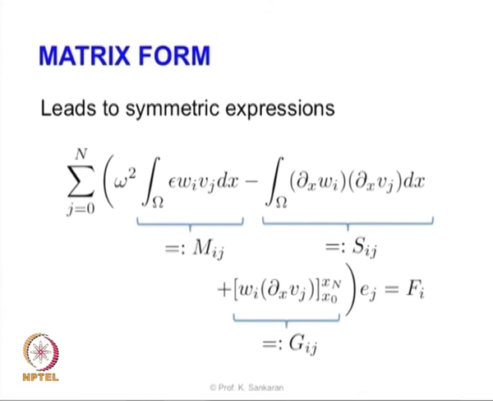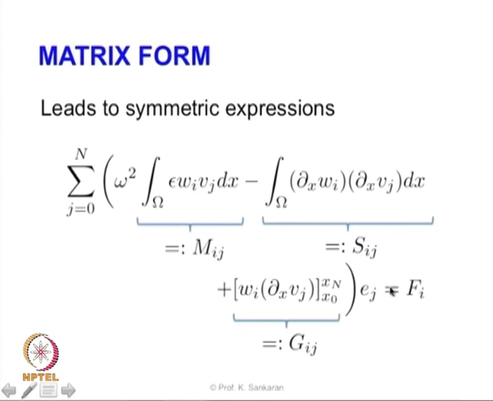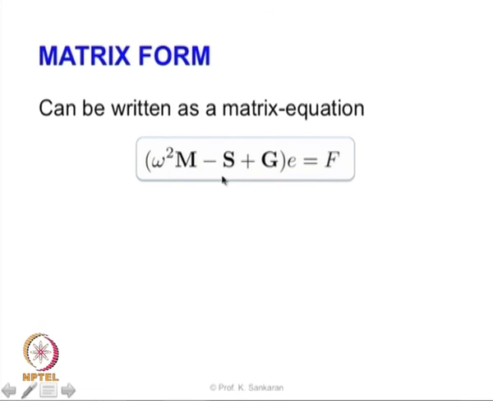The entire expression can be written in a much more compact form. If we see the equation, this expression can be written in matrix form because we have the summation here. So we will have an expression of this form: the material matrix M minus the stiffness matrix S plus the G matrix, multiplied by E, the matrix where all the values of the electric field are going to be. I have taken out the electric field as a function of j, so all the E_j are the coefficient matrix, the expansion coefficients. In the entire equation the unknowns are the E's, we know the F, and we know the matrices, which are represented by M, S, and G.